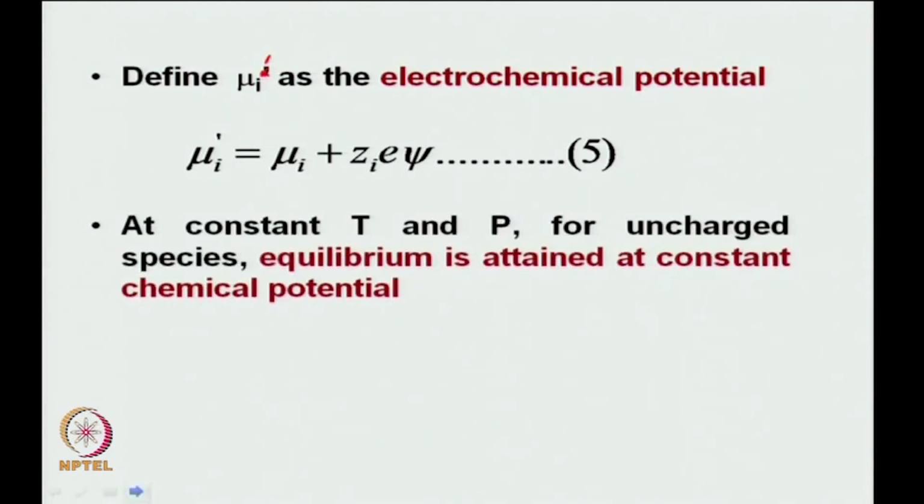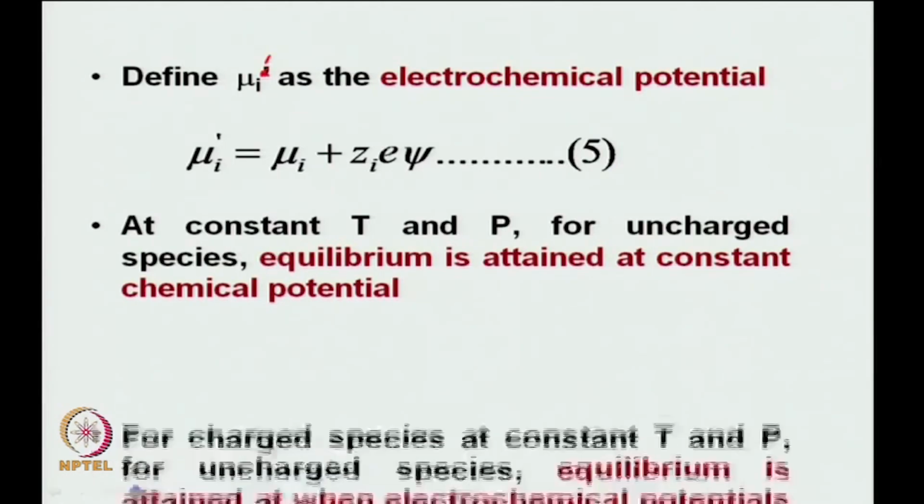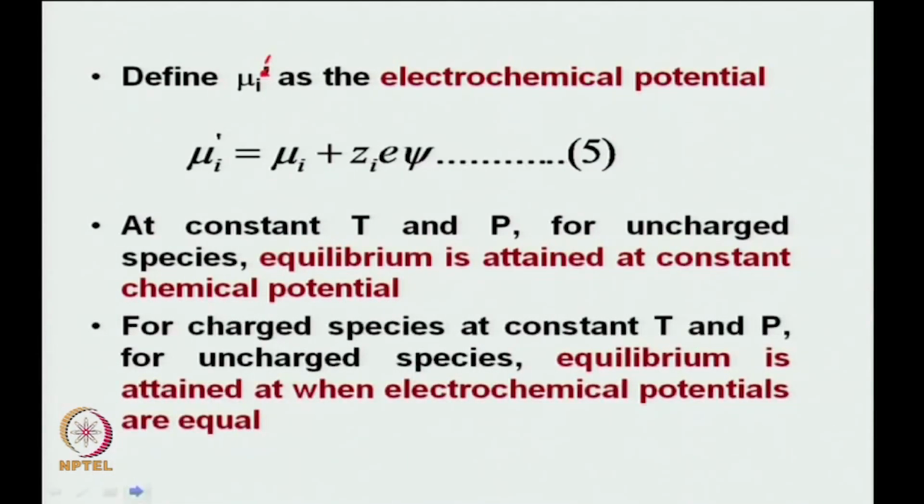At constant T and P, for uncharged species, equilibrium is only maintained when you have constants in chemical potential. Now, remember, this is for uncharged species, but the moment you have a charged species in, you cannot only talk about a chemical potential, you have to talk about an electrochemical potential, right, and then your definition of equilibrium changes.